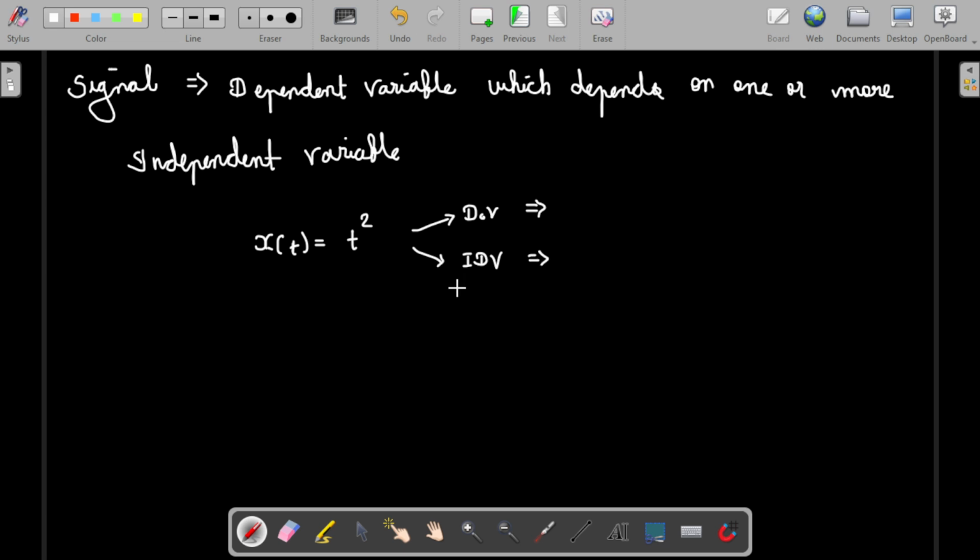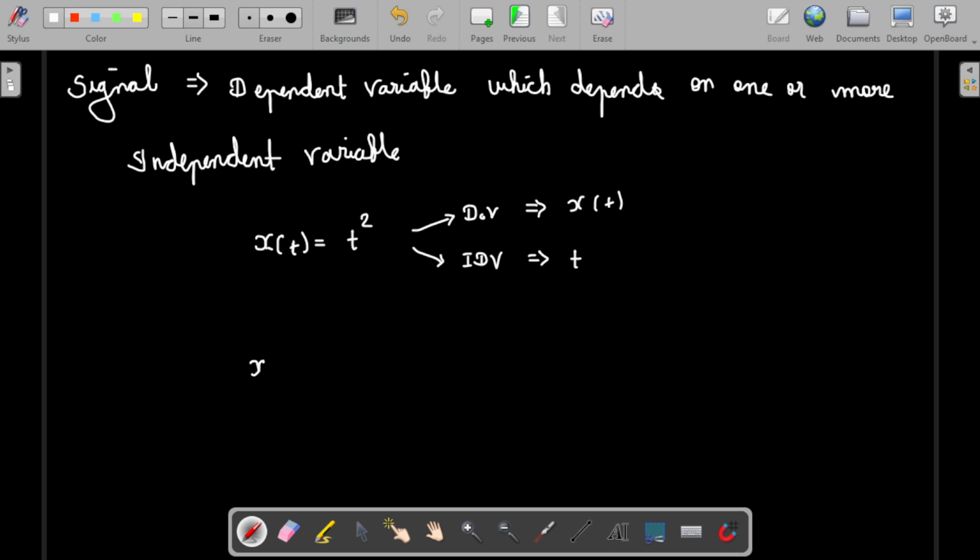First, we need to identify the independent variable. Here t is the independent variable, because it can vary over any range. But x of t is the dependent variable, because x of t is constrained to t square. The x of t value can only be in the range of t square. So the signal is the dependent variable, and the independent variable is t. That is the difference here.